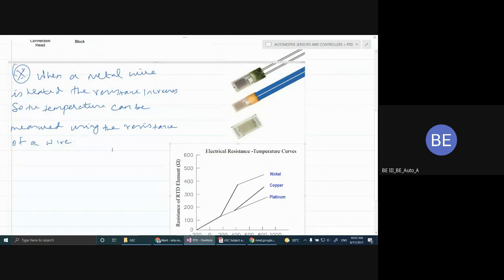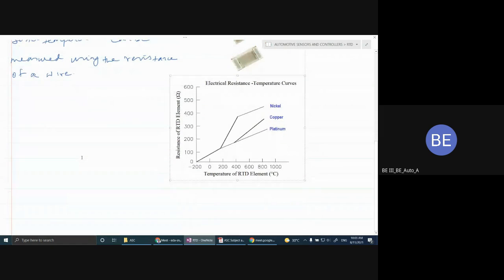This RTD incorporates this material, maybe the metal that is enclosed inside this material, mainly made up of pure metals. So it consists of pure metals or alloy. The reason we use alloy is that it can withstand high temperature.